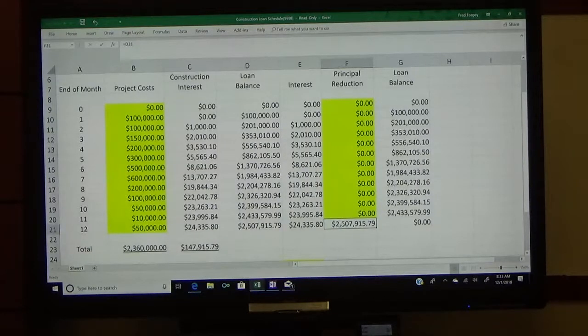Well, it's not necessarily going to be late fees, it's going to be accumulated interest.